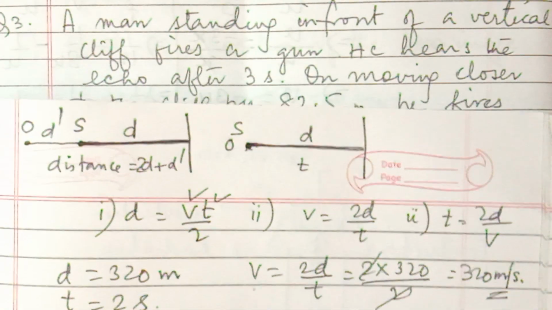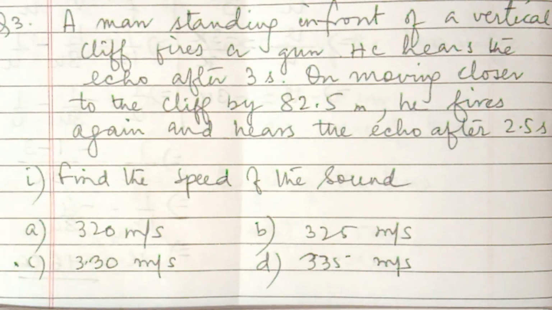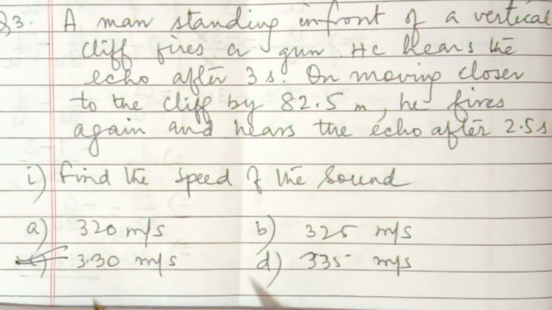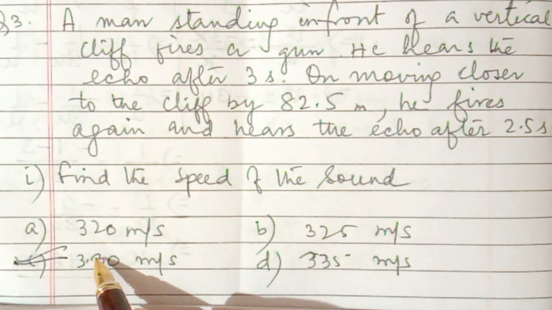So let us see the options. Then this is the option, 330 meter per second.